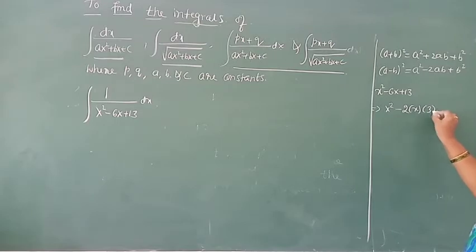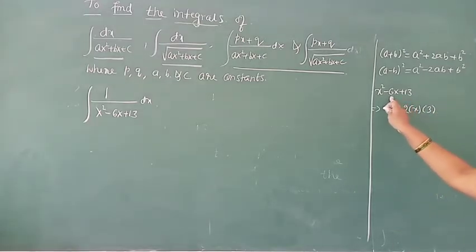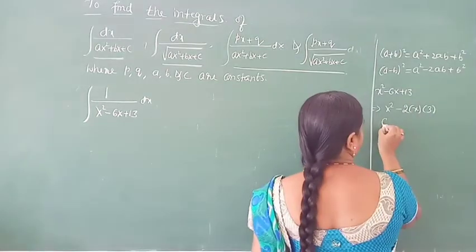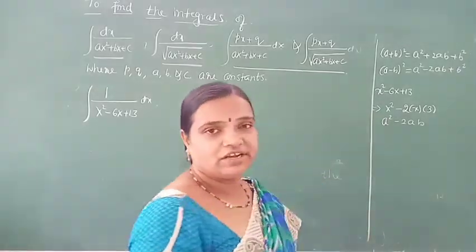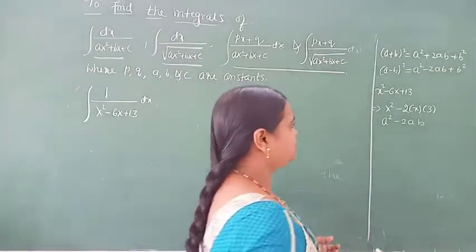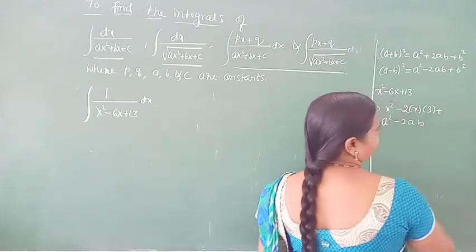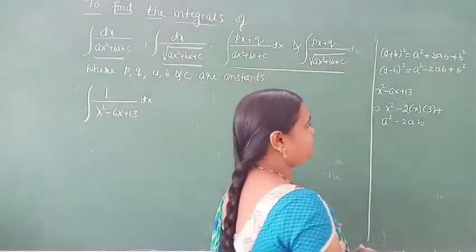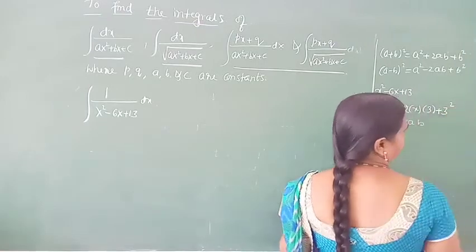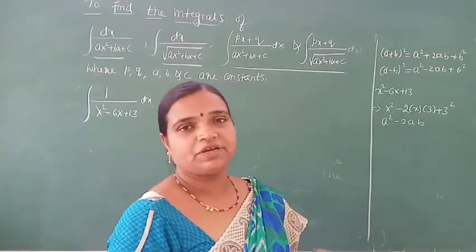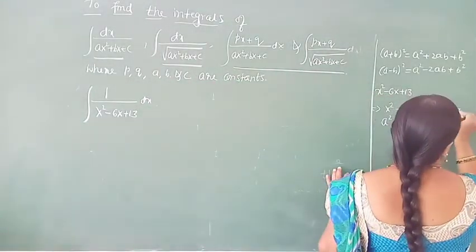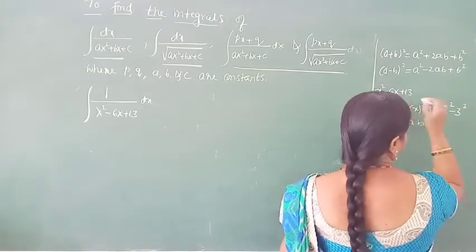2a, and b is whatever is left. If I multiply 2x by 3, we get 6x. That is the left quantity, which we consider as b. Therefore, this is exactly in the form of a square minus 2ab. Here b is 3, but we need a perfect square, so we have to add b square, which is 3 square. If we add it, we compulsorily have to subtract it: minus 3 square plus the last term, 13.